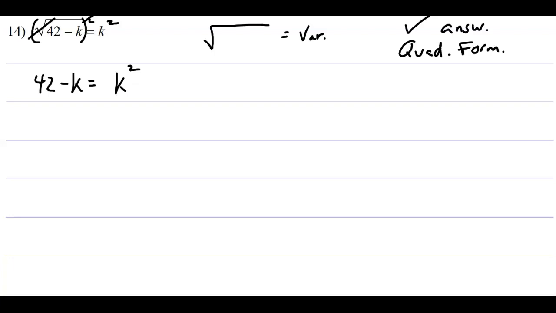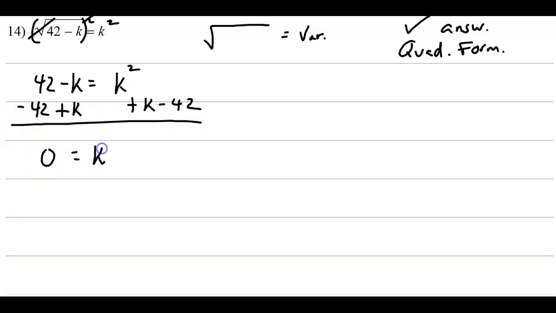And so we want to get this in standard form where it's equal to 0 so that we can use the quadratic formula. So the first thing we're going to do is add k on both sides, and we're also going to subtract the 42 on both sides. That way we have 0 equals k squared plus k minus 42, which is a quadratic equation in standard form. All right? Now, we're going to take the coefficients. The first coefficient is a, the next coefficient is b, and the last one without a variable is the c. And we're just going to do the quadratic formula to solve for k.